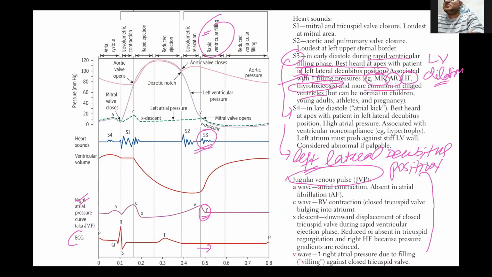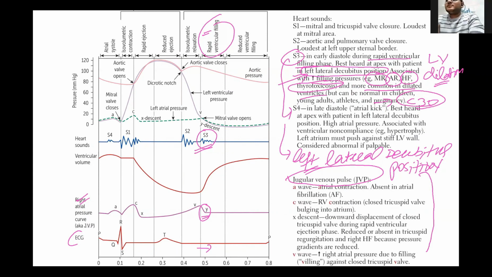And S3 is normal in young adults. But what is important? That is, which age? Less than 30. S3 is normal less than 30. Normal in young athletes. Normal in pregnancy. Okay. So this is very important.